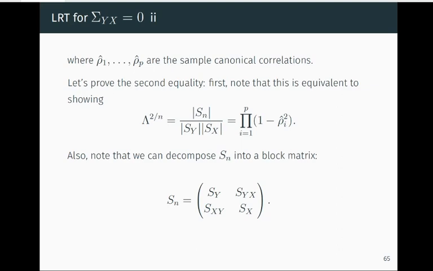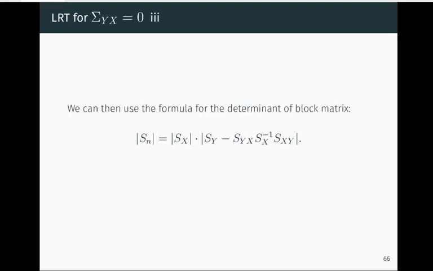First we can decompose S_n into a block matrix where we have S_y, S_yx, S_xy, and S_x as the blocks. And this is where we recall the formula for the determinant of a block matrix. The determinant of S_n is equal to the product of the determinant of S_x and the determinant of S_y minus S_yx times S_x inverse times S_xy. Here we can invert S_x because we assume the sample size is larger than the dimension of x, which is q.